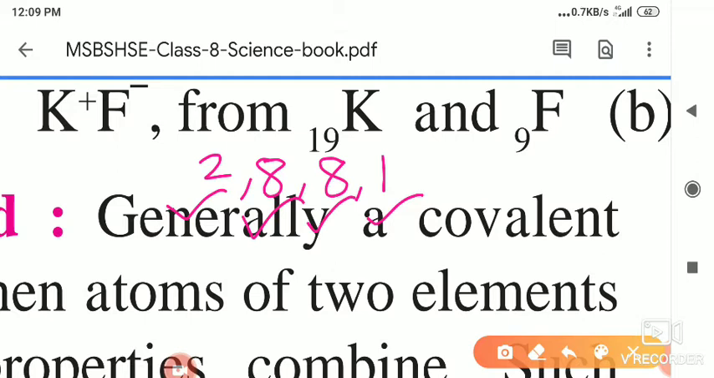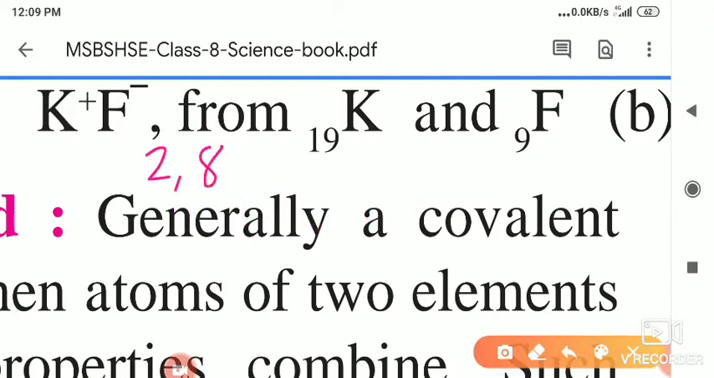Now about the fluorine. In the first orbit 2 electrons, and in the second orbit how many electrons will enter? 7. So 2 plus 7 is equal to 9. Now here, what I told you for potassium, 2, 8, 8 and 1, and here it is 2 and 7.